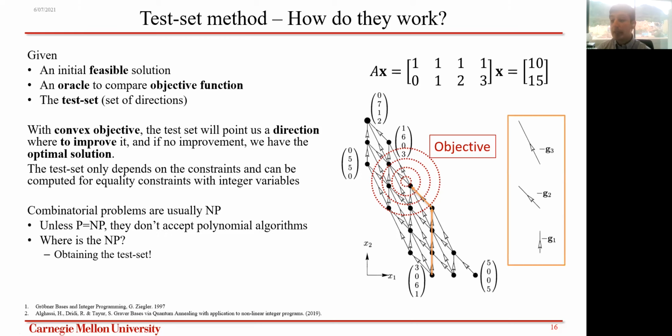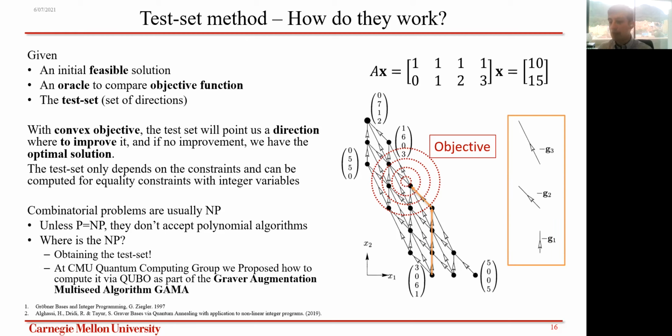I can tell you that the number of steps that need to be taken grows polynomially with respect to the size of the input. Since I started this talk saying that MINLP are NP, or belong to the NP complexity class, where is the NP in this algorithm? And it's in obtaining the test set. And that's precisely what we wanted to tackle by finding this test set through a QUBO reformulation and then using quantum computing for this in the Graver Augmentation Multistart Algorithm.